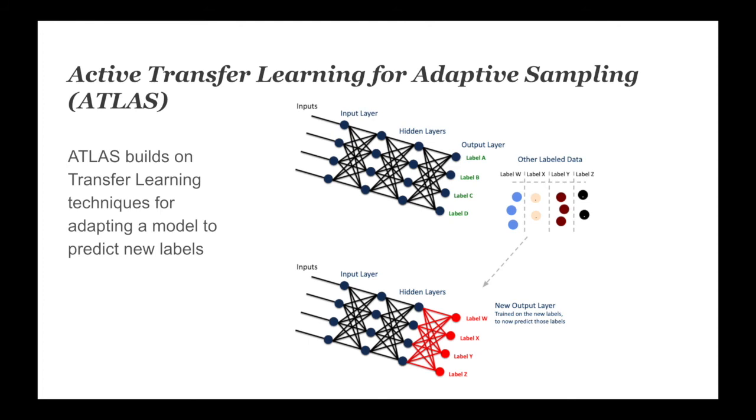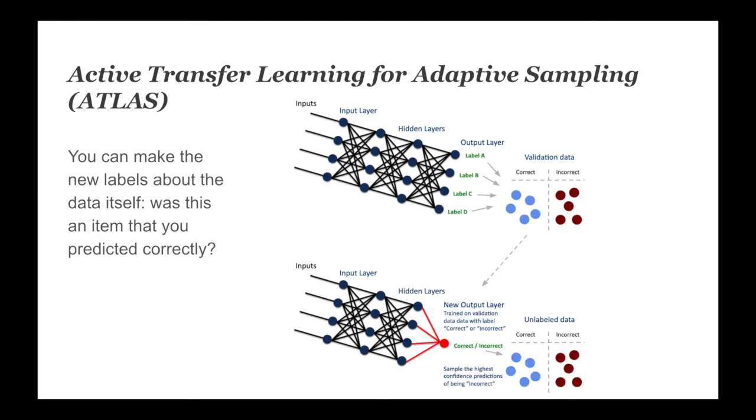And then you can train maybe just one new output layer to predict these new labels. And the advantage here is that you essentially get the representations from a potentially bigger data set for A, B, C, and D for your W, X, Y, and Z data set. So what's nice about transfer learning is that it doesn't matter what these other labels are. So these other labels can be something that you derive from the data itself.